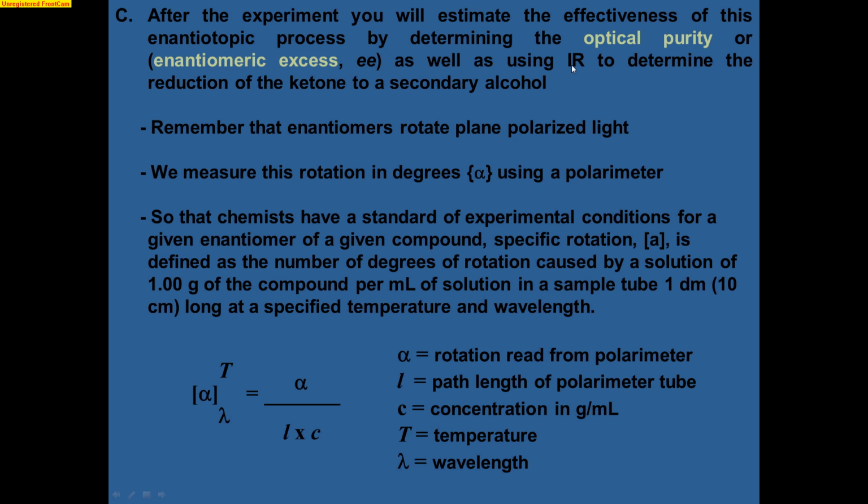We're going to use infrared spectroscopy to determine if the reduction occurred. The key thing that we'll be looking for there is the disappearance of a ketone and the appearance of an alcohol. Hopefully you will have already looked into this and know what to be looking for in terms of what signal you'll lose with your ketone and what signal you'll see with your alcohol.